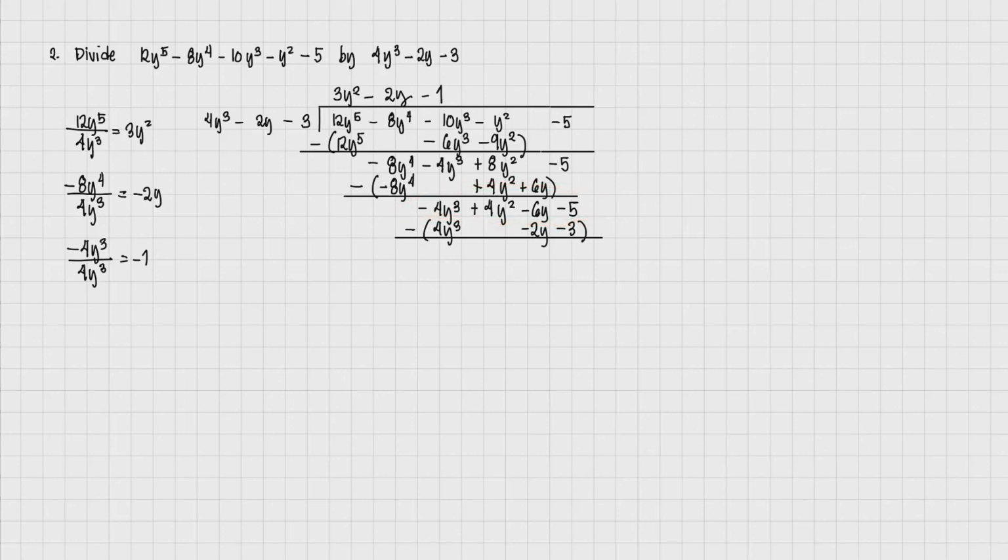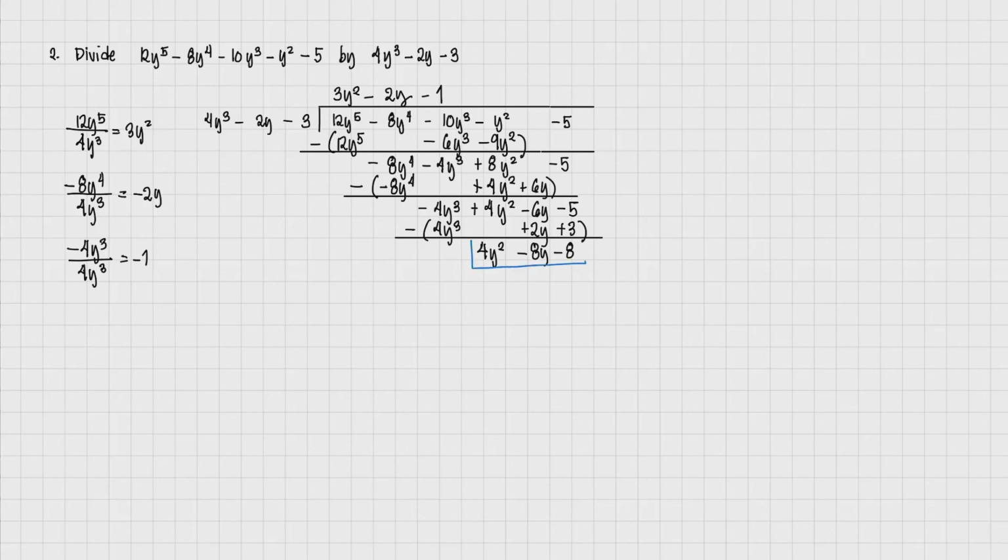So, subtracting that, this one will cancel out. This one will be brought down. So, you have 4y squared. And then, you get negative y. Wait lang. Ah, may mali ako ng sign. So, negative 1 times negative 2y, you'd get positive 2. And then, positive 3 rin to. Yeah. So, this one would be negative 8y. And this one would be negative 8. And this would now become our remainder.